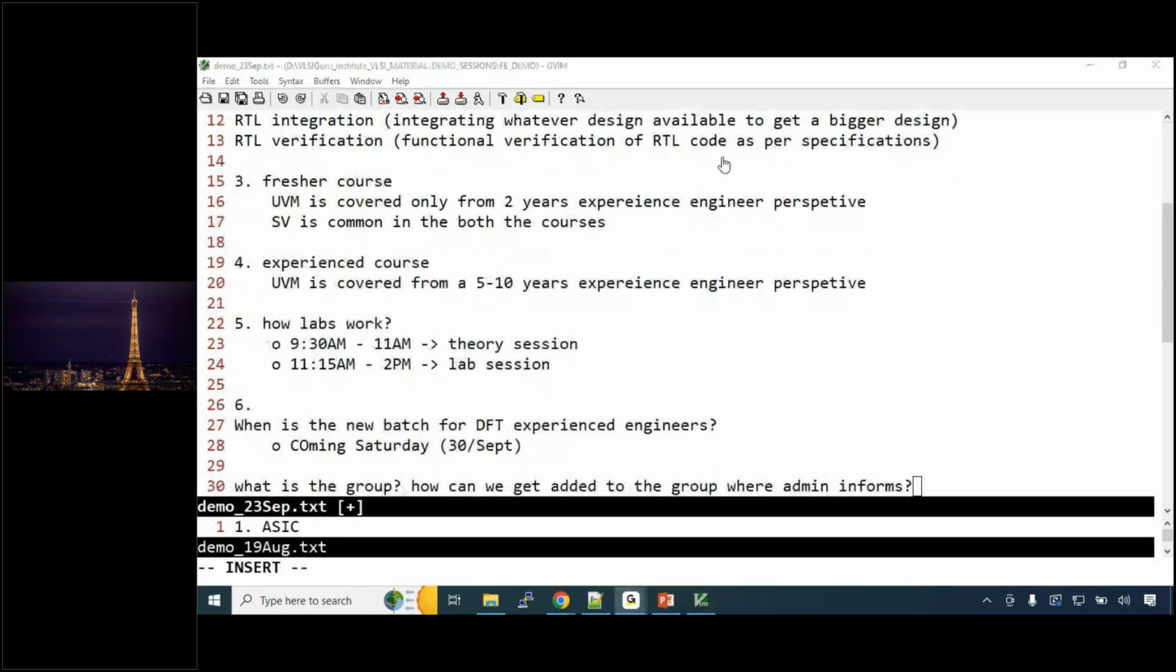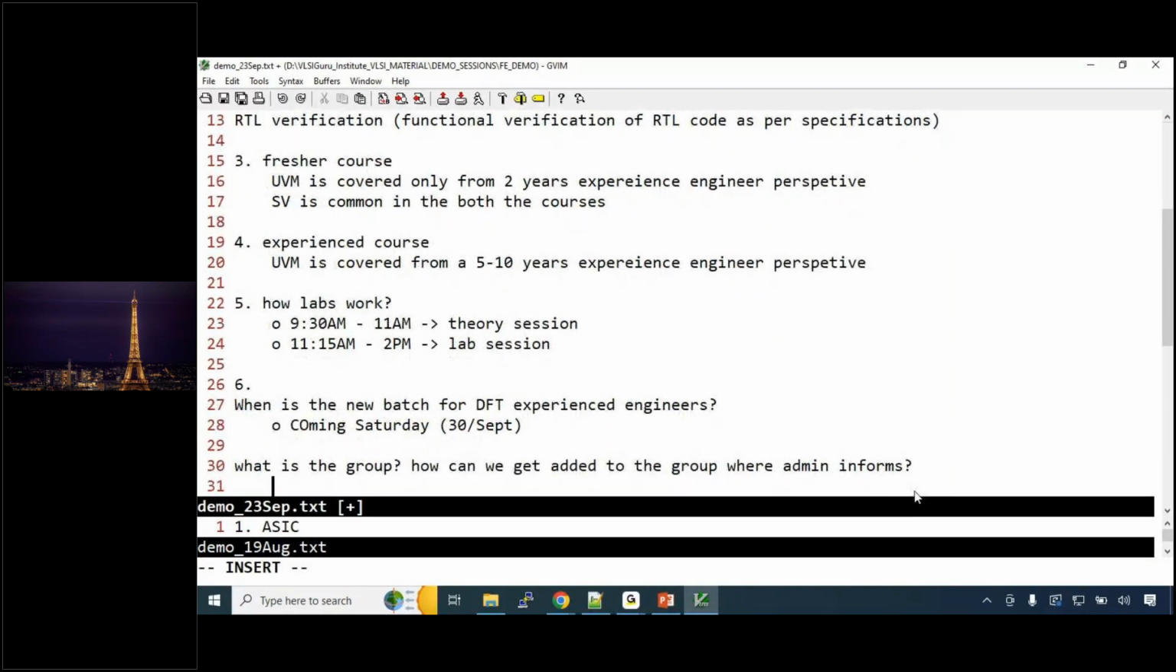What is the group? See, the group is, let's say you have already enrolled into the course. You are added into one institute WhatsApp group. There you will get the updates. Otherwise, the admin will send you the update directly on your WhatsApp. Otherwise, please message this number asking for the DFT demo session schedule, and fill in the form. WhatsApp will be good.